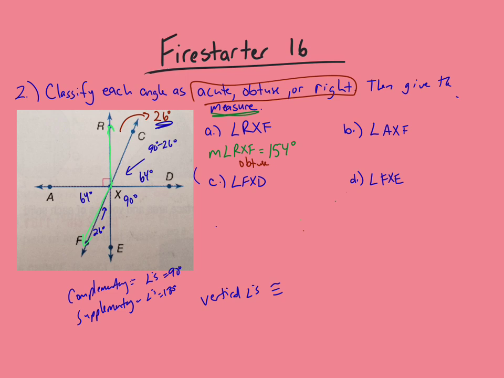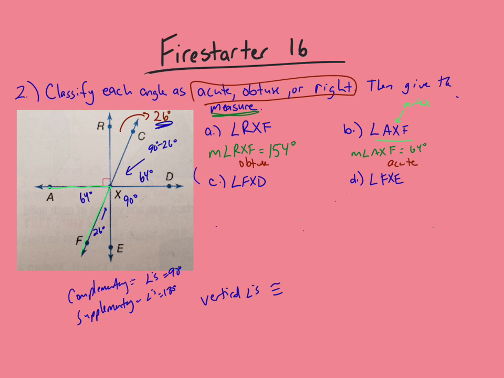Now, I'm going to do AXF. So I go A to X to F. Remember, this is always the vertex. And you just go in directions. So look, we already know AXF is going to be 64. So the measurement of angle AXF, remember, I have to put that little m in there because I'm going to be writing the measurement. And now that is less than 90, so I'm going to say acute.